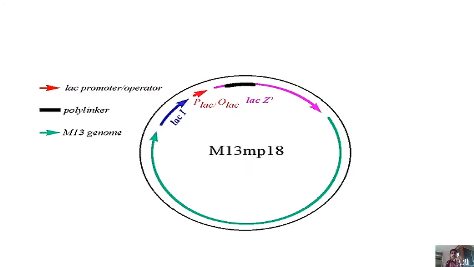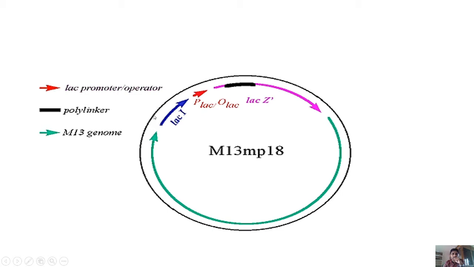So you have to introduce a multiple cloning site also into the M13 genome. So this is a vector constructed from M13 phage, that is M13 mp18. Here in this case, you have introduced a lacI region, then the promoter for lacZ, this red arrow, and this purple arrow, starting from here to here, indicates the lacZ region that you have introduced into M13.